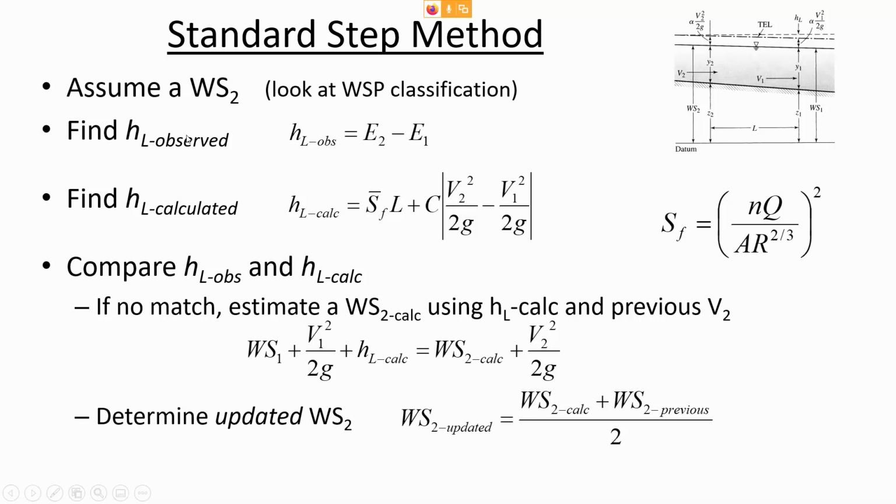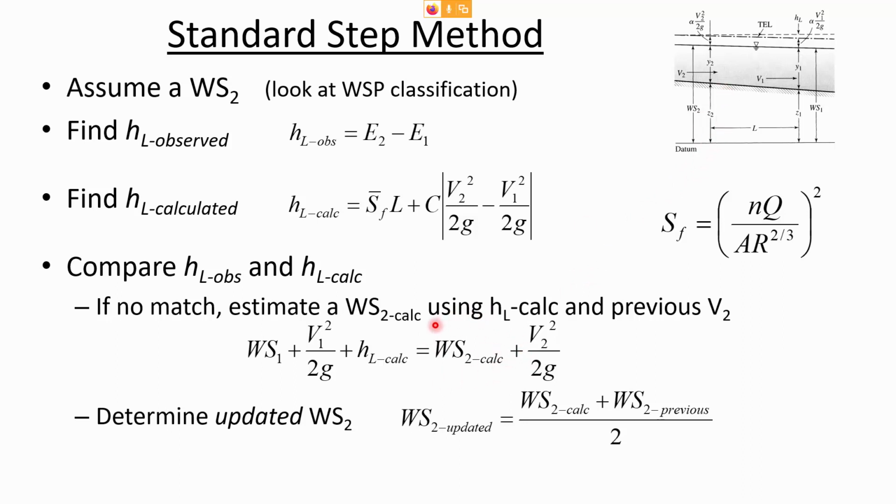We'll compare the observed and the calculated head loss, and if they're not equal, that tells us our guess wasn't accurate. So we have to come up with a calculated water surface elevation. It's a way of updating and getting closer toward convergence for this numerical method. In the formula here, all of these terms will be known except for the water surface calculated at 2. So we'll calculate what the water surface should be.